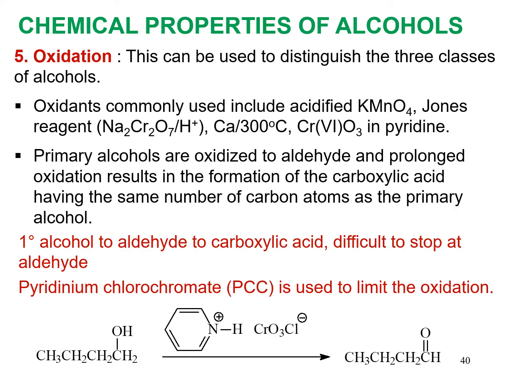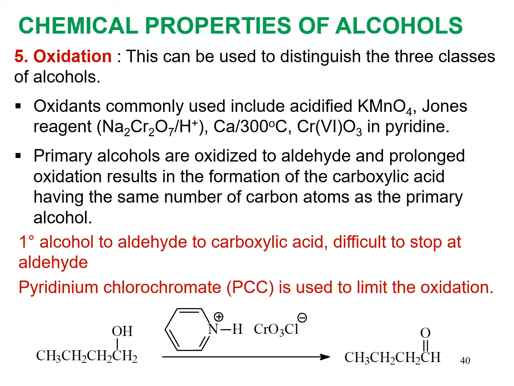Oxidation. Alcohol can be oxidized to form acid depending on the class of alcohol. Primary alcohol is going to be oxidized to acid. Secondary alcohol is going to be oxidized to ketone. Tertiary is stable to oxidation. And the oxidizing agents commonly used are acidified permanganate, Jones reagent, which is sodium heptaoxodichromate in acid, or chromic acid.